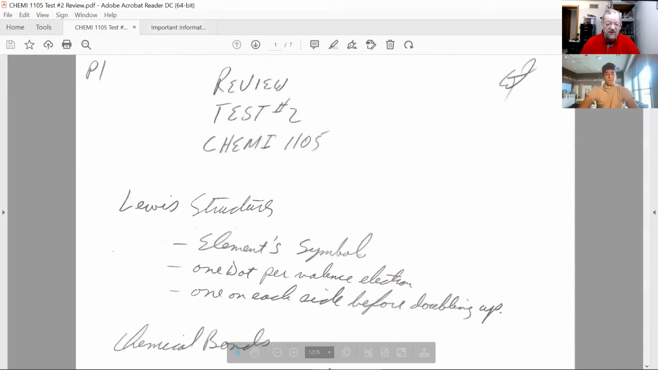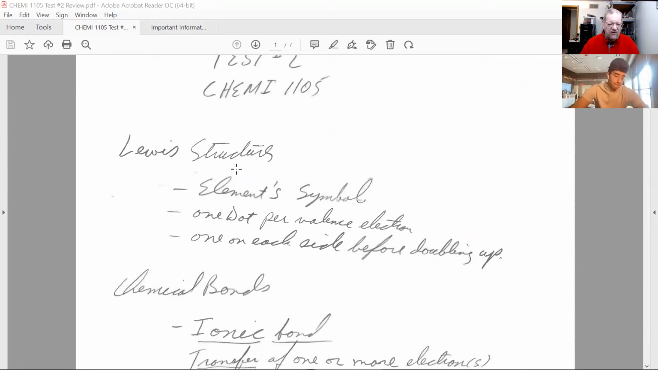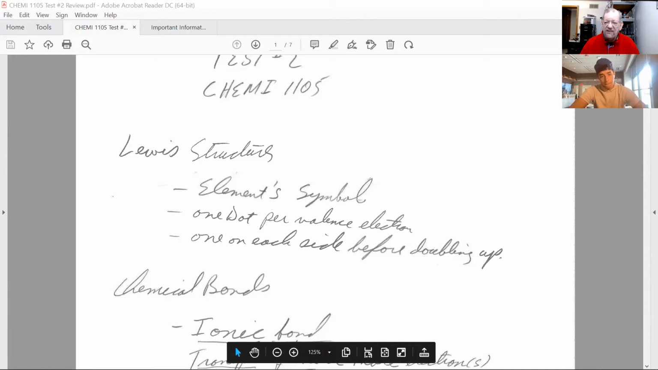All right, what you see on your screen, test review, test number 2, Chem 1105, is also cleverly hidden in the lecture section of Blackboard for Chem 1105 called test number 2 review. All right, let's get going. You should know how to do Lewis structures for elements. How do you do it for an element? You write down the symbol and then 1 dot per valence electron. And you do 1 on each side before doubling up. This is for elements.